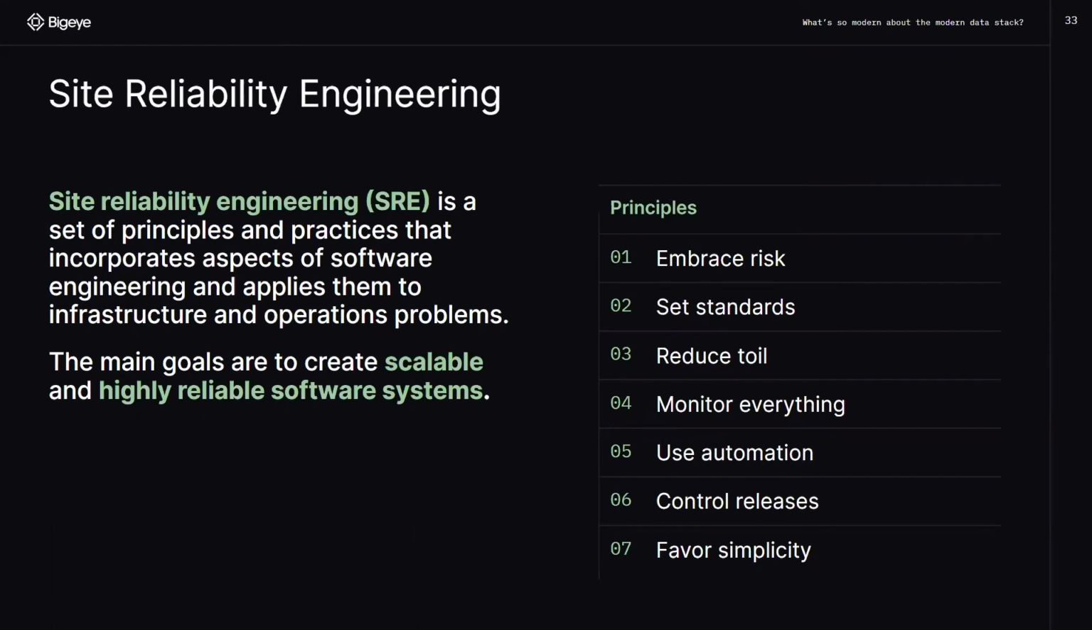Monitoring everything. You can't really improve anything unless you can monitor and measure it. Using automation, eliminating mundane tasks and the mistakes that can be made with mundane tasks. Controlled releases, the ability to roll back if a new change actually causes problems. And to favor simplicity. This is actually one that's pretty important, right? Simple systems generally are easier to scale, easier to manage. And these interconnected things are already complex enough. Keeping things simple goes a long way.